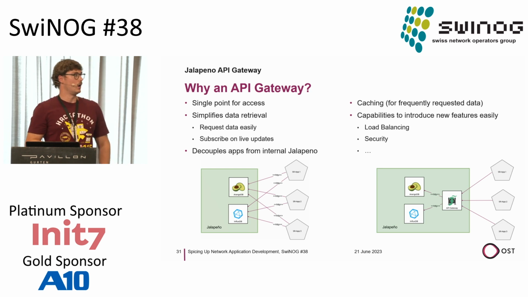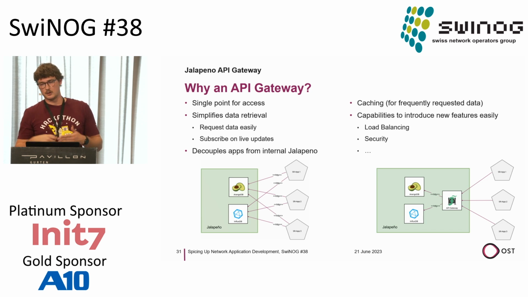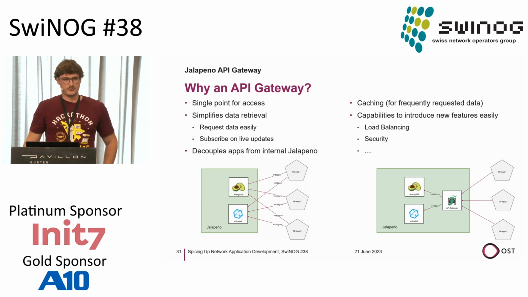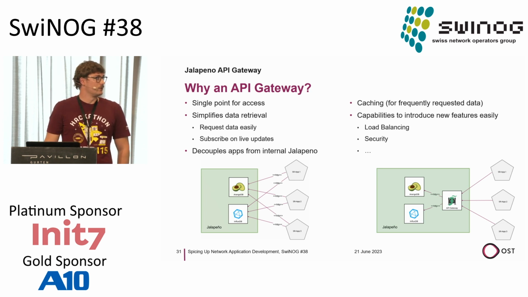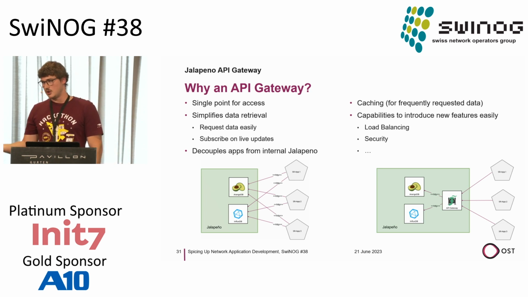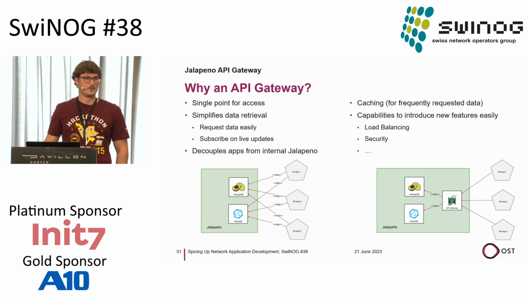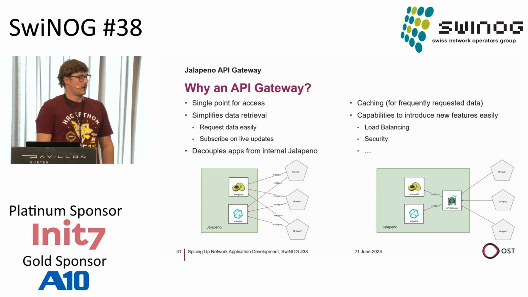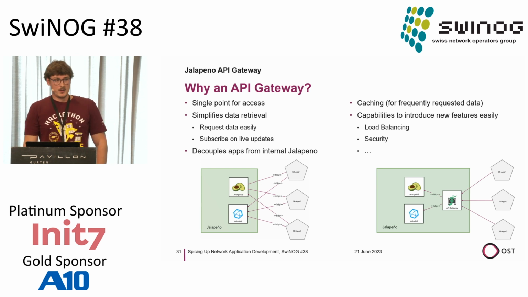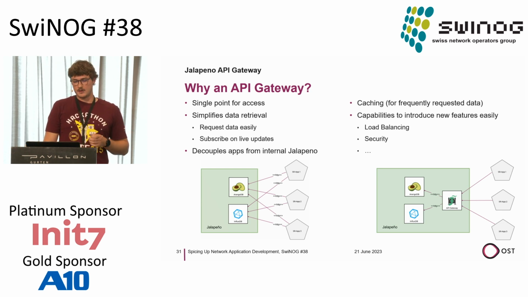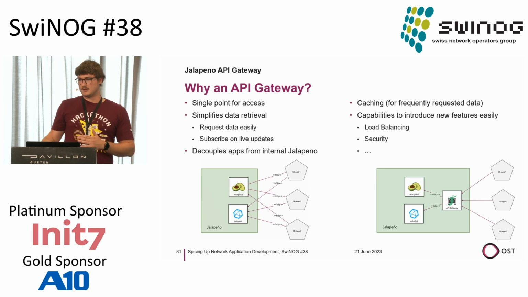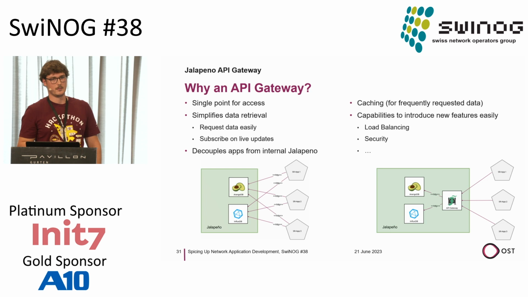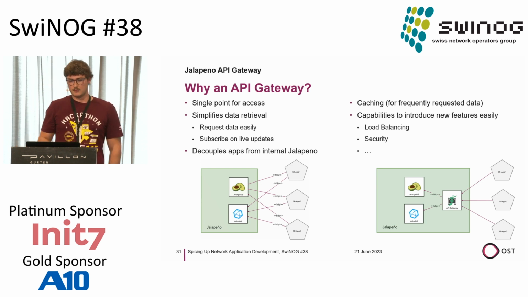And this had a lot of drawbacks. There was a lot of load on the different databases. Each app had to do some processing on its own. And I quickly realized, OK, we have to change something and we have to introduce this API gateway. This API gateway, in general, serves as a single point for access, and it really simplifies the data retrieval because you can request data easily. And also, what is new is that you can subscribe to live updates, which was really a game changer.